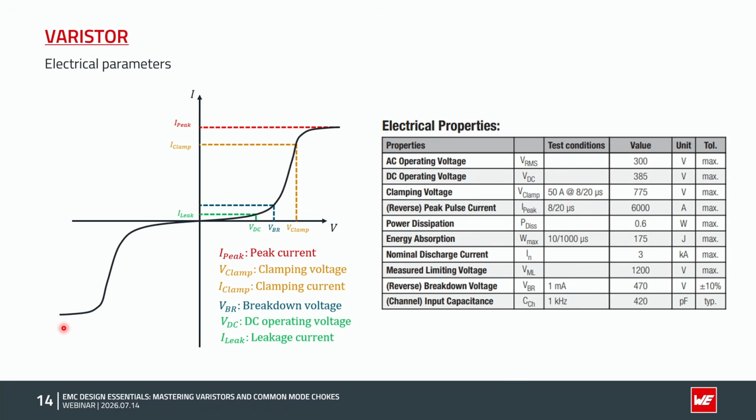Between the breakdown point and the maximum current, we have the operating or clamping region. In this region, the varistors are considered to be already activated and are protecting the load against the overvoltage. Finally, the region after the maximum current point is the destruction region, where the component is close to failure.